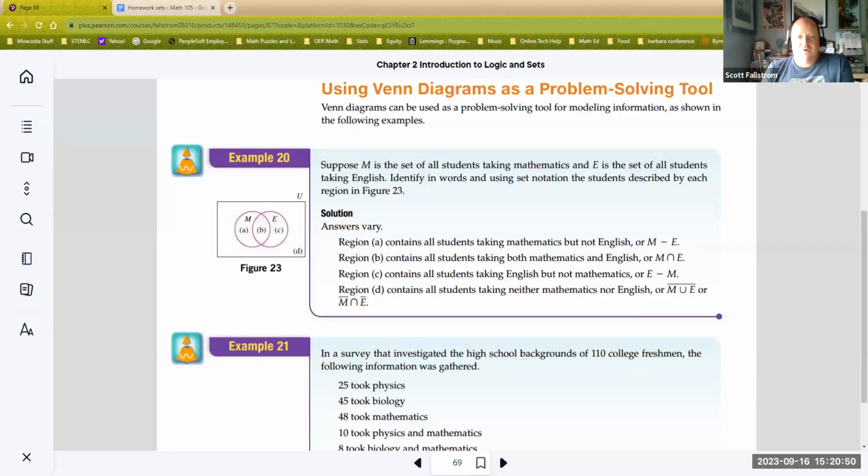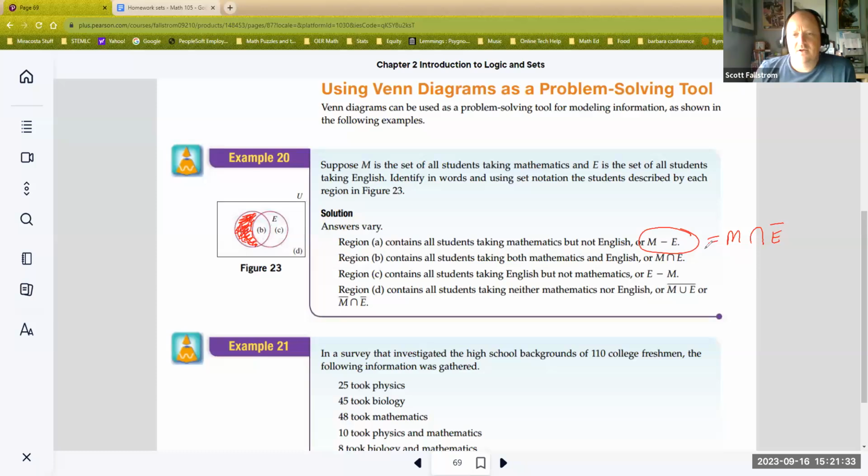Okay, so just realize when I say there's multiple correct answers, I really do mean it. If you wrote this down and you said region A, which is this chunk over here, and you said that region is everything that's an M, that's everybody taking math, who is not taking English. And you wrote it as M minus E, and another student wrote M intersect with E complement, right? So if you wrote that it was M and not E, those are actually exactly the same. So it's not that one is better or worse than the other. They are equal. So I would give full points for both of those.